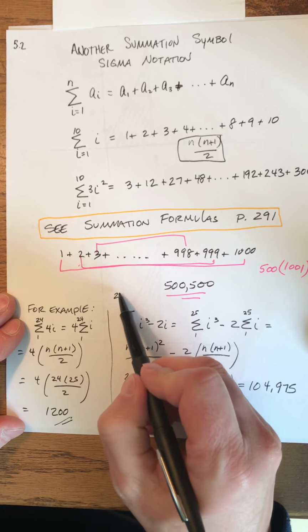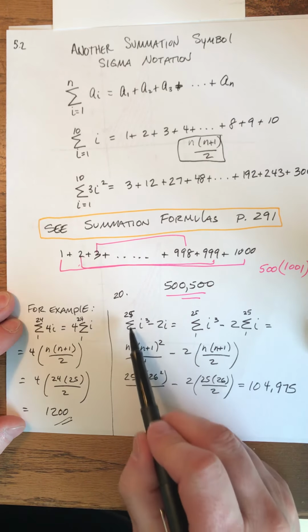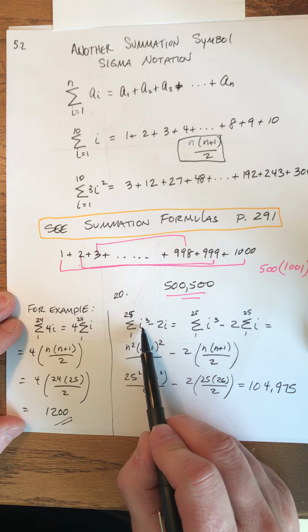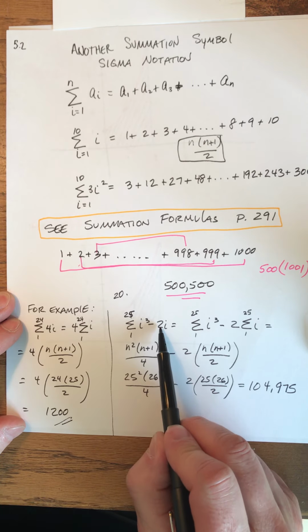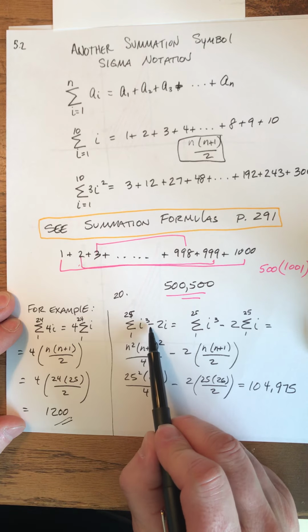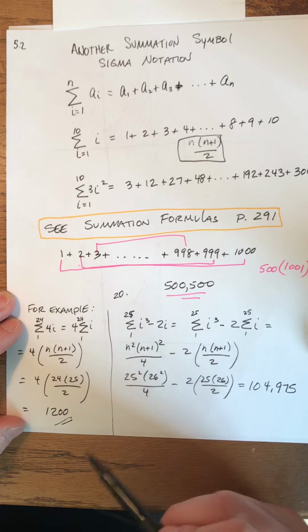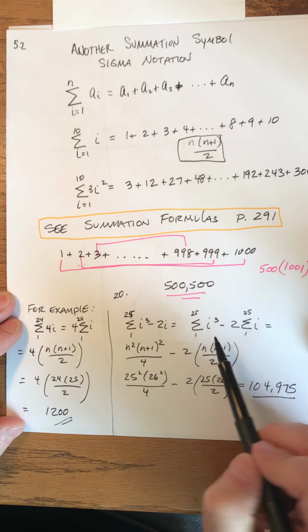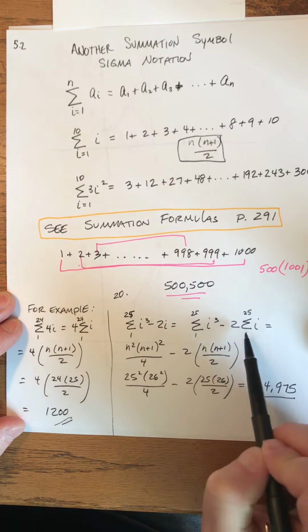We could do the same thing. This is actually number 20 in your book. From 1 to 25, they're saying it's i to the third minus 2i. If we put the first number in, we're going to get a 1 minus 2. Put the second number in, we're going to get an 8 minus 4. And if we listed those and did all 25 terms and added them up, it would come out to be this. This is how: we separate this into two terms and move the constant out front.